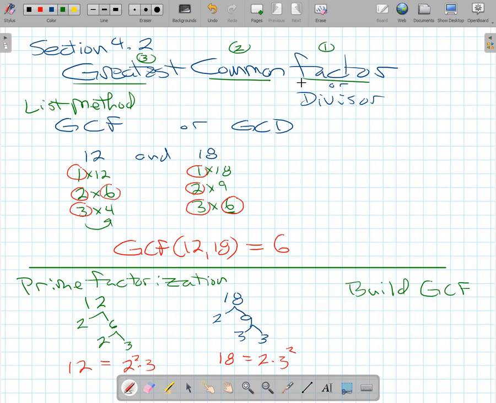Again, I'm looking for factors that they have in common, and here I can see they have 2's in common and they have 3's in common. 12 has two 2's, but 18 only has one of them, so they only have one 2 in common. 12 has a single 3, 18 has two of them, so they only have a single 3 in common. And so the shortcut here, 2 times 3 is 6 for the greatest common factor, is that what I'm looking for is the lowest power of the common primes. We'll play with that with another example.